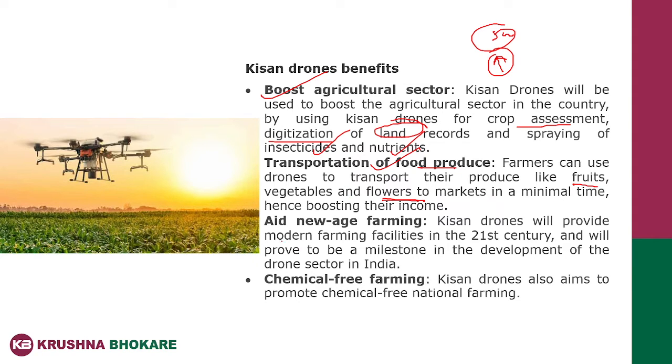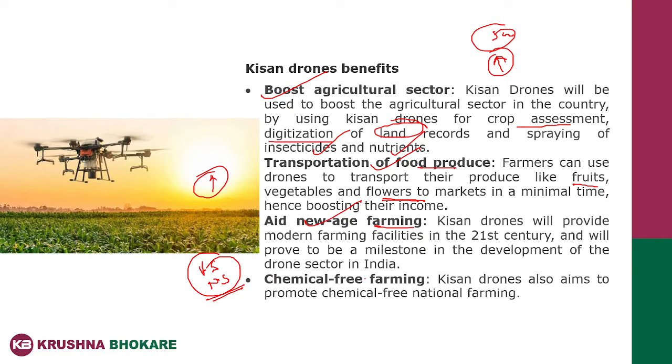Then it aids in new age farming, because you know that this is the era of modern agriculture, or technology-based agriculture. If you are using this advanced technology in agriculture, it will help us in the long term for food and nutritional security. It will help in food security and nutritional security. It will also enhance our production. So this Kisan drone scheme is going to be a change maker, bringing a good change in the challenges of upcoming agriculture.